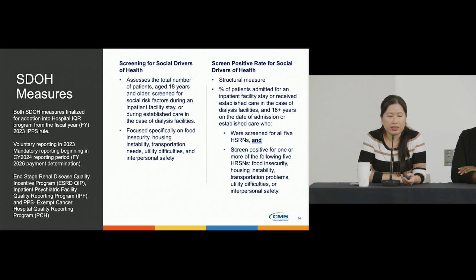And that is, some of the facilities will need to be screening for social drivers of health, assessing the total age of patients, screening for social risk factors during inpatient stay, or during established care in the case of dialysis facilities. The focus there is on food insecurity, housing instability, transportation needs, utility difficulties, and interpersonal safety. The second measure is to screen for the positive rate for social drivers of health. So if you screen folks as the first step, then for those who you screened, what is the positive rate for those patients during the inpatient facility stay? So they were screened for all 5 of the factors that I mentioned there on the left-hand side, and you have to screen positive for 1 or more of those 5 elements.